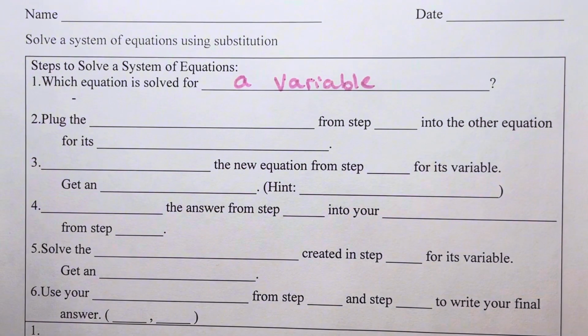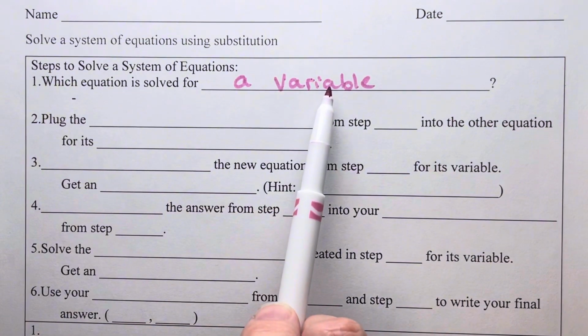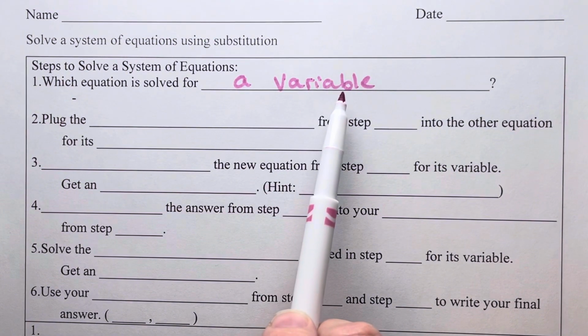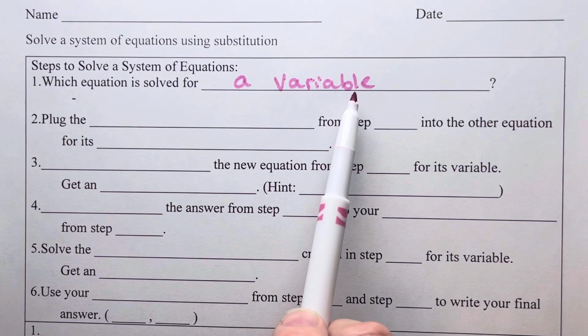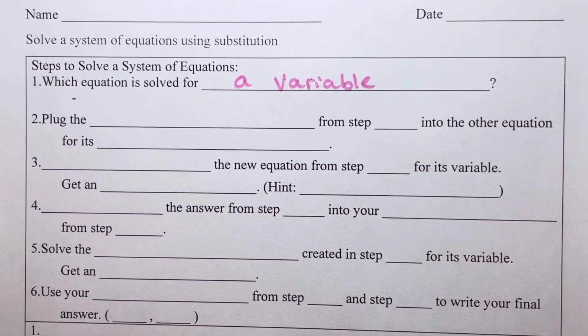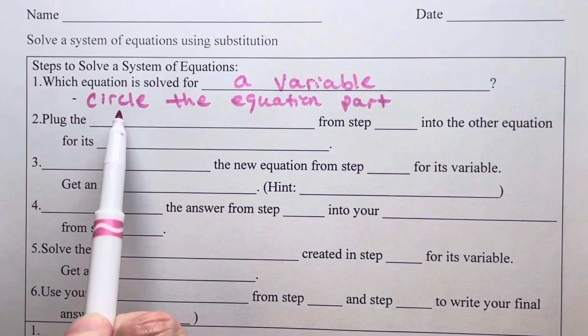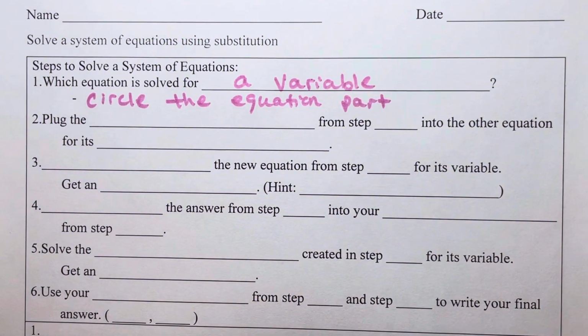The first step is to determine which equation is solved for a variable. And if you don't have one that is solved for a variable, so that the equation is either x equals or y equals, then you need to solve one of those equations for a variable. After you've found your equation that solves for a specific variable, you're going to circle the equation part of it.